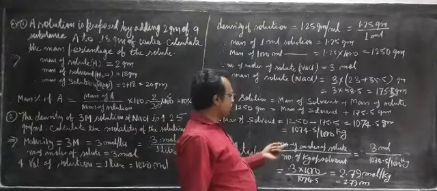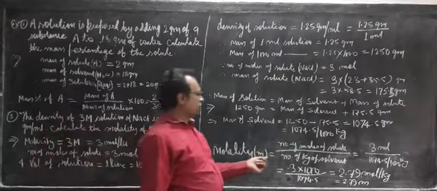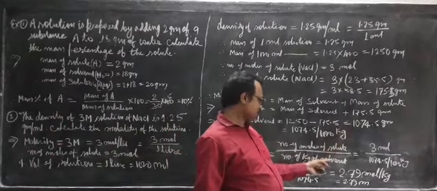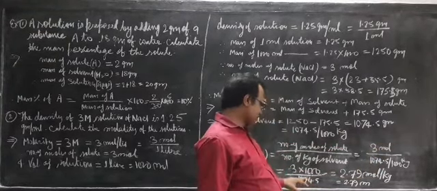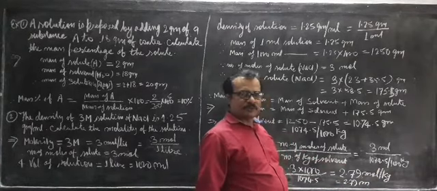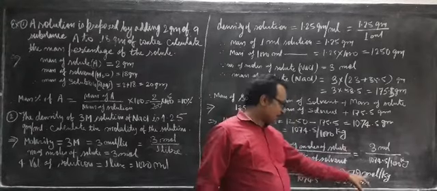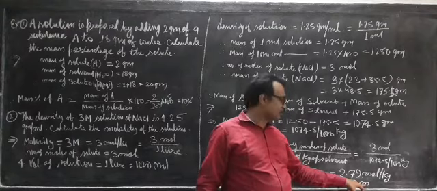Now for molality, the number of moles of the solute is 3 mole, and the number of kg of the solvent is what we have got. We write that, rearrange it, and calculate. After calculation you will get 2.79 mole per kg. Mole per kg can also be written as a small m. Small m indicates mole per kg.